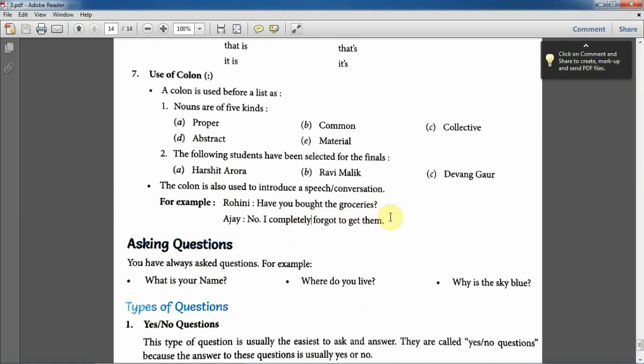Okay. Rohini: Have you brought the groceries? Ajay: No, I completely forgot to get them.